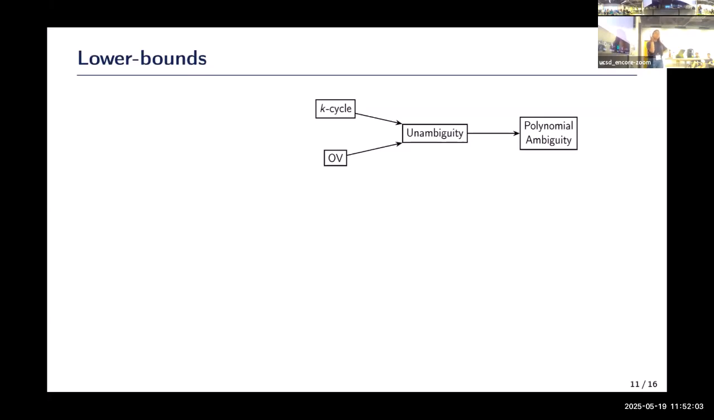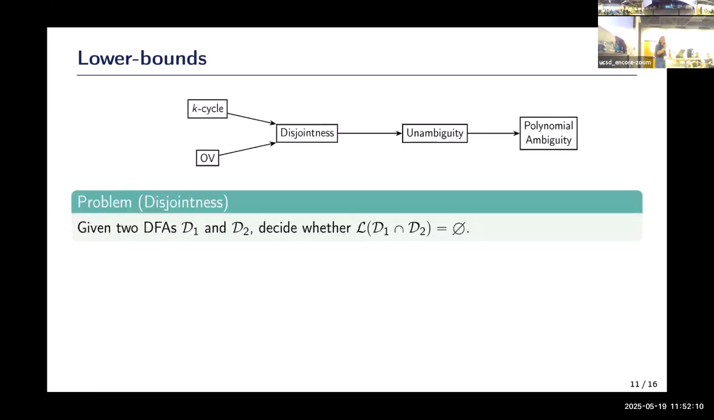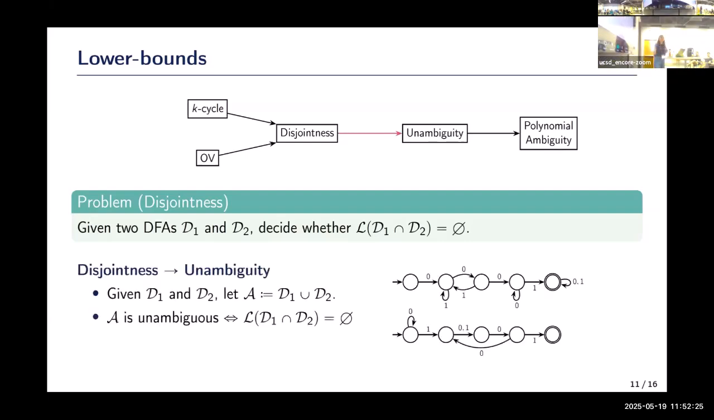So now I want to show the K-cycle lower bounds. And actually, let me introduce some other intermediate problem that's going to make stuff simpler, the disjointness problem. So here I'm getting two DFAs, deterministic finite automata, and I'm asking if the language of their intersection is empty or not. So this very easily reduces to ambiguity because I can just take the union of the DFAs.